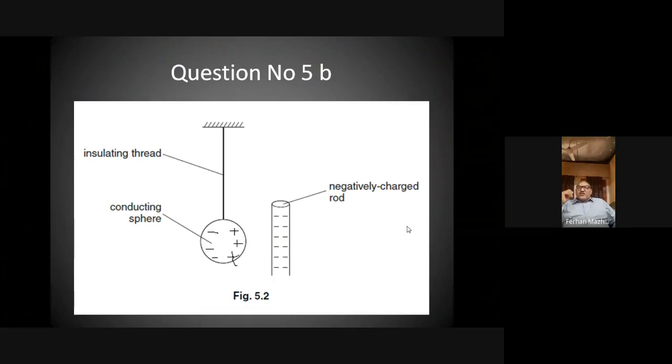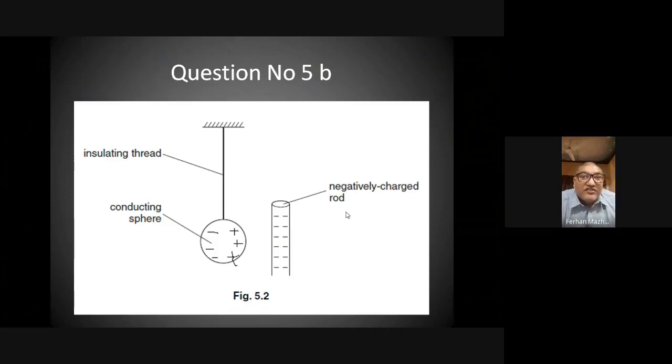The force of attraction here will be greater than the force of repulsion. The reason is that the distance between this positive side and the negative rod is smaller, so their force of attraction is larger. The force of repulsion is smaller. The reason is that the distance between the negative side of the sphere, which is the left side, and the negative rod is larger. So their repulsive force will be smaller compared to the attractive force between the positive and negative. So that's why the sphere will be attracted to this negative rod.